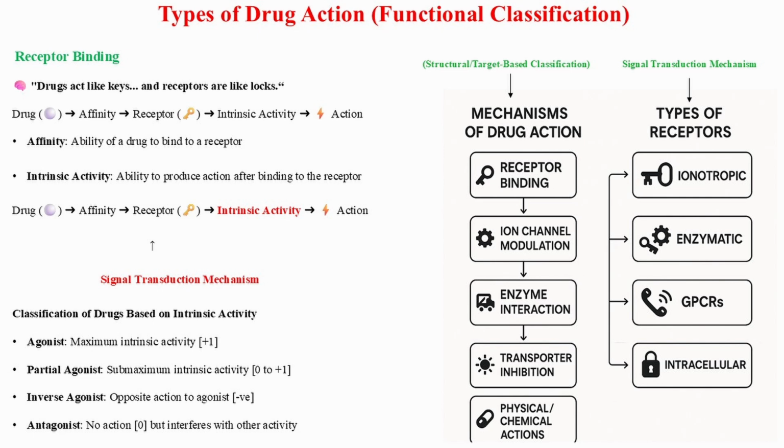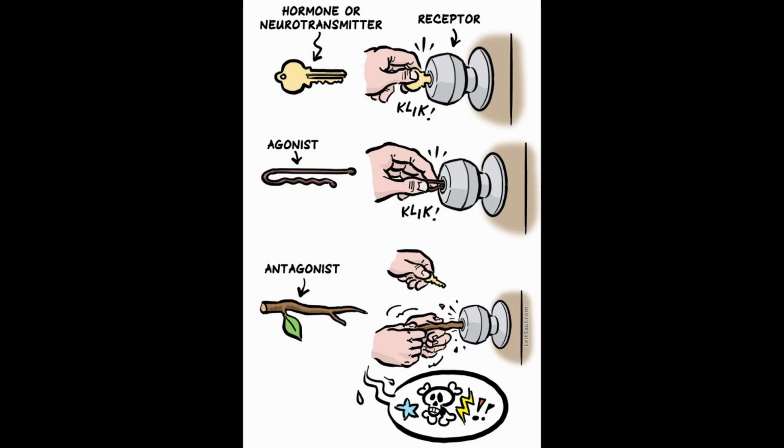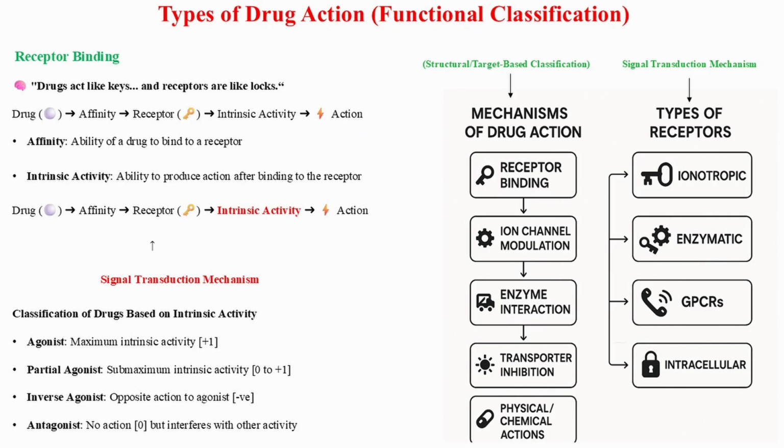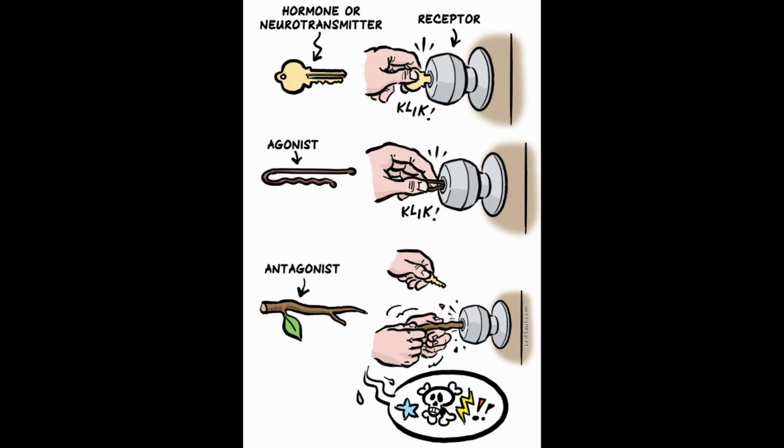Now, based upon the intrinsic activity, the drugs fall into 4 different types. One is an agonist. These are the full heroes. They bind tight and trigger the maximum response. Example, adrenaline rushes your heart. The next type is a partial agonist. These are almost heroes. They bind and activate but only halfway. Example, buprenorphine in pain control.